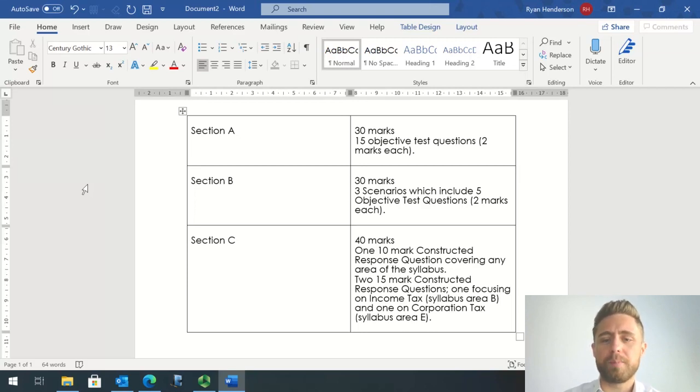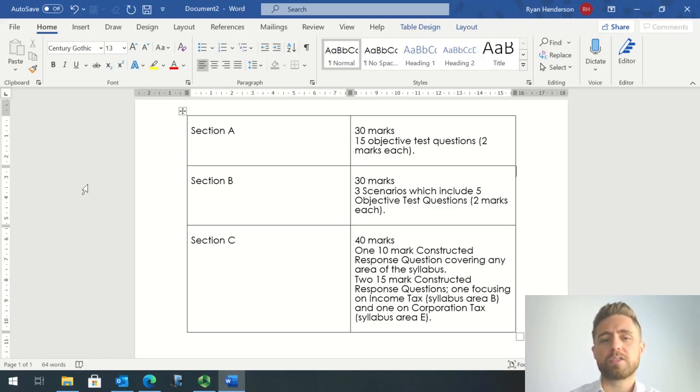Now, as you all know, it is less than a week until your tax exam for the March sitting. So you are all doing your very best now to get your final preparations in to make sure you pass that exam next week. So what I want to talk to you about today is just very brief last minute hints and tips which you should take with you into the exam next week.